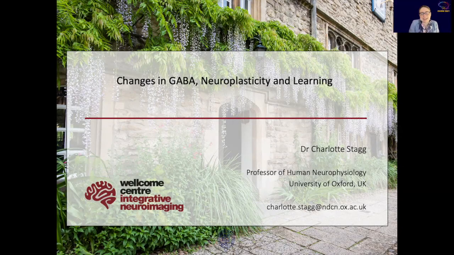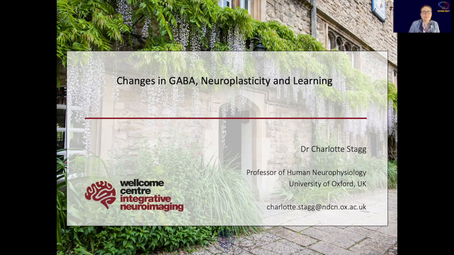Hi, I'm Charlie Stagg and I work at the University of Oxford. And today I'd like to talk, following on from the previous speakers, to give you some examples of how we might use MR spectroscopy to inform us about neuroscientific questions. So I'm going to talk about changes in GABA, neuroplasticity, and learning. Most of the work I'm going to talk about is in the motor and the visual cortices. Not all of it, but most of it, primarily because that's where most of the data is. But there's no intrinsic reason that the kind of mechanisms I'm talking about aren't equally applicable elsewhere in the brain.